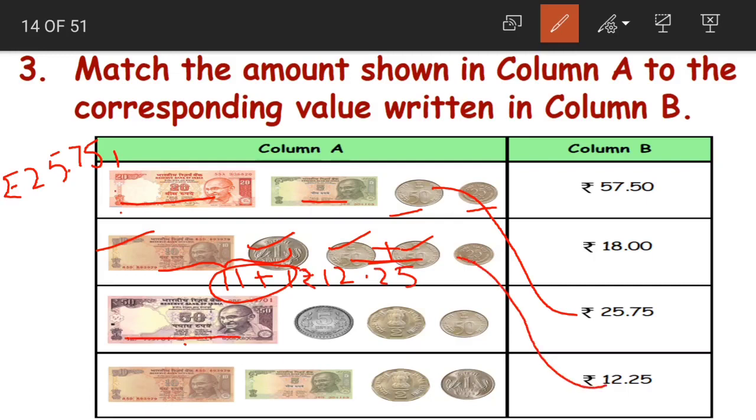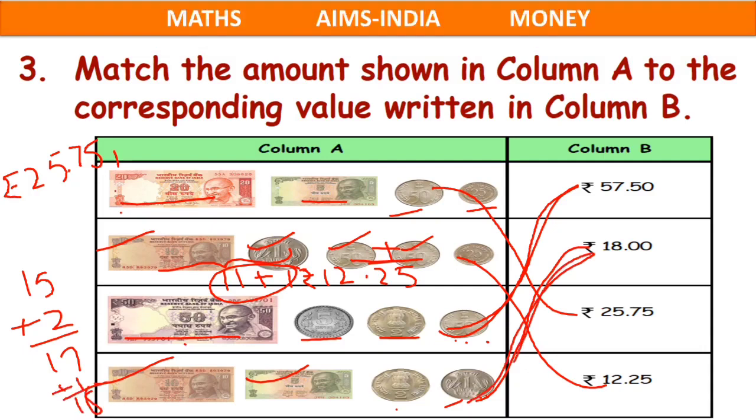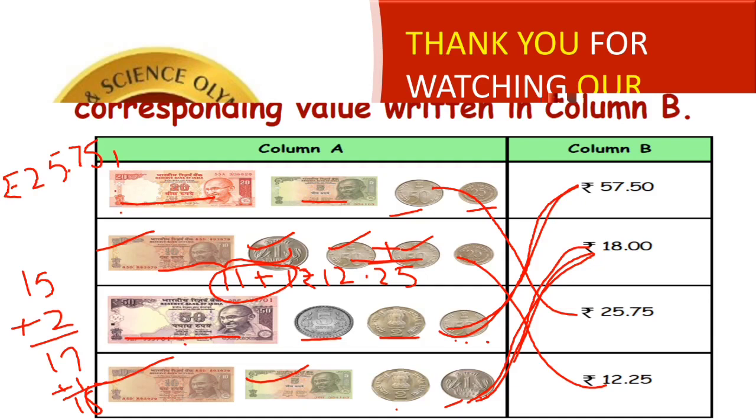The next one, 50 rupees plus 5. 55 plus 2, 57 rupees and then 50 paise. 57 rupees 50 paise is our answer. And the last one, only 18 is remaining. So that will be our answer. See, 10 plus 5, 15 plus 2 rupees, 17 plus 1 rupee will give us 18 rupees. So the answer for the last one is 18 rupees.